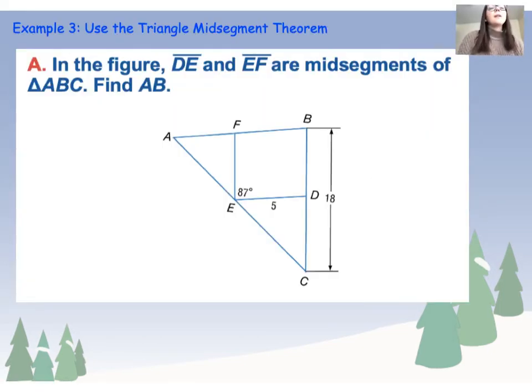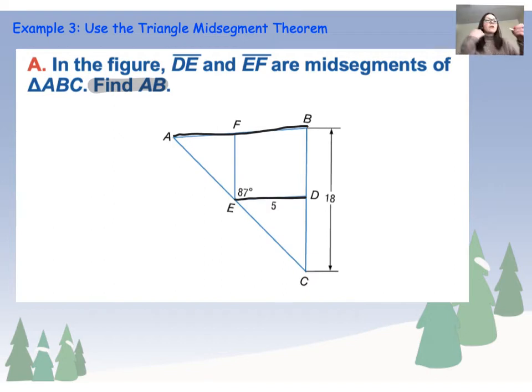Okay, now let's apply that triangle mid-segment theorem. It tells us that in the figure, both segment DE and segment EF are mid-segments. Here we're asked to find the length of AB. So we need to figure out what mid-segment corresponds with AB. Well, the one parallel to it is going to be ED, and that's the one we're going to look at here. We're not going to use FE yet.